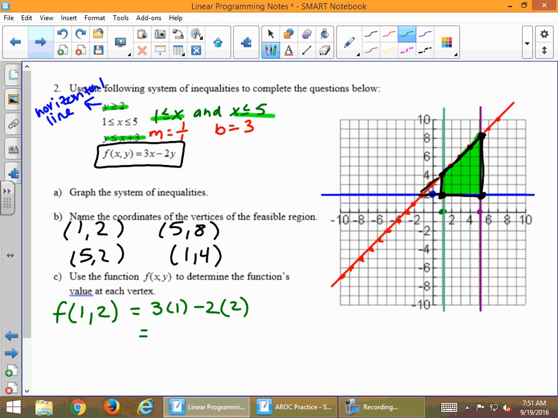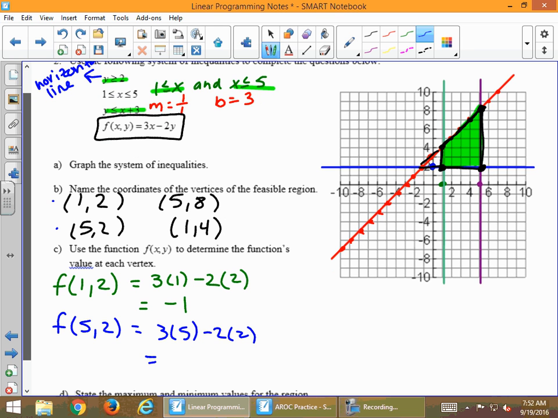What's 3 times 1 minus 2 times 2? There you go. Try the next point. We're going to plug in 5, 2. We're plugging 5 in for x and 2 in for y. What do we get when we do 3 times 5 minus 2 times 2? 11. Do the same thing for the next point.